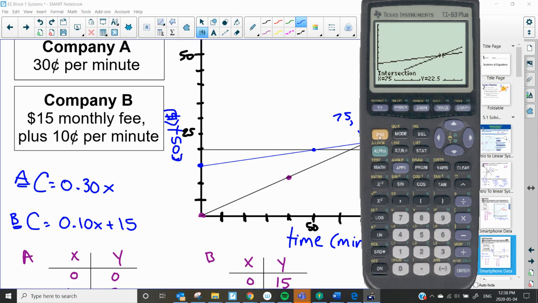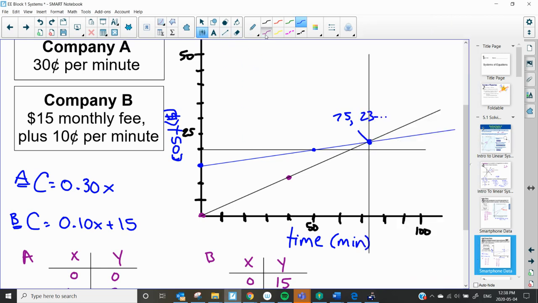So I'll go through that quickly again. Second function trace or second calc, 5 for intersect. So you can just hit the number 5 and enter, enter, enter, and you have your answer. So our solution to this question is 75, 22.5. Now again, that's just a number on a calculator. The calculator doesn't understand the context. Your job is to interpret those values.